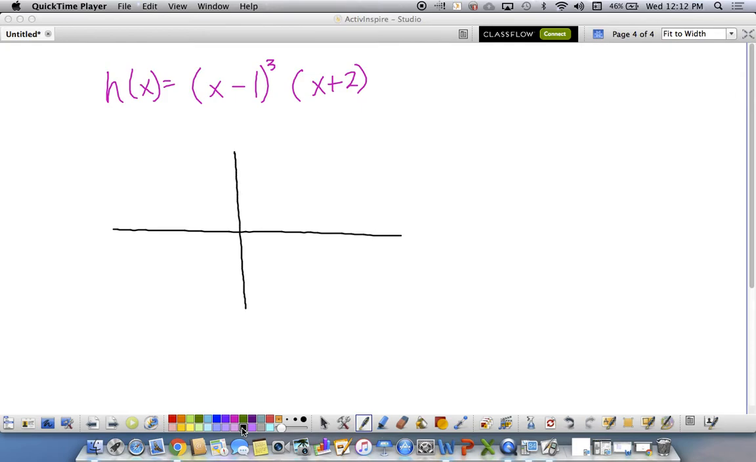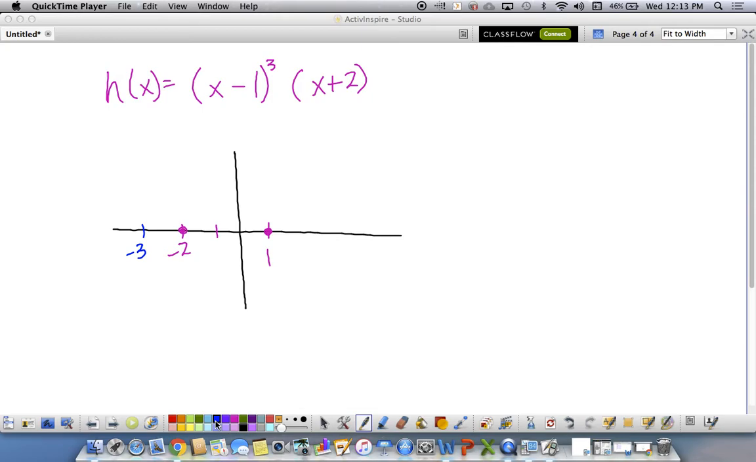So, zeros, still going to find those the exact same way. Set x minus 1 cubed equal to 0. Cube root, we have 1 is a 0. X plus 2, we're going to have a 0 at x equals negative 2. Okay, so I've given you one that just has 2 zeros. And then I'm going to plug in. What happens if I plug in a negative 3?